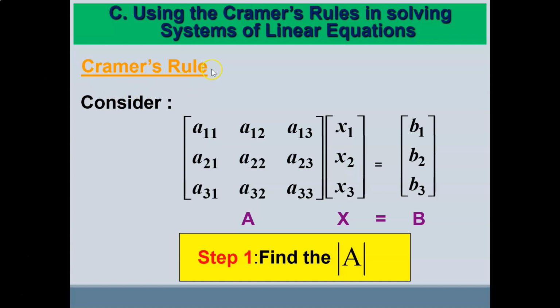Okay, so these are the steps for Cramer's rule. Of course, first of all, you will have AX equal to B. This is the coefficient matrix, this is what we call the unknown matrix, and this is the solution matrix. Step 1, in order to perform Cramer's rule, we need to find the determinant of A.